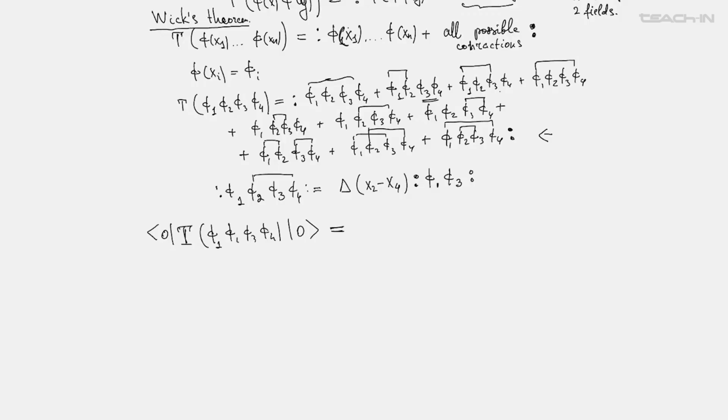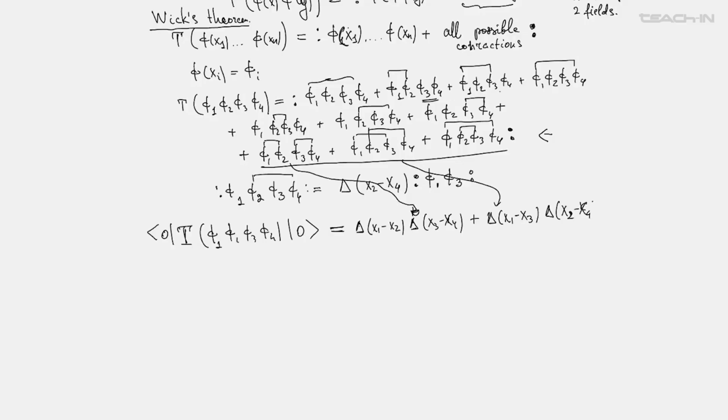So from the first term, you get a propagator delta x1 minus x2. The second gives you delta x3 minus x4. So this is this term here. Then this term will produce for you plus delta x1 minus x3 delta x2 minus x4. And finally, the last term will give you delta x1 minus x4 delta x2 minus x3. I guess it makes clear how this theorem works, right?